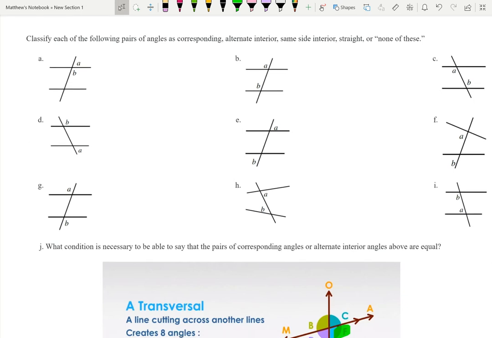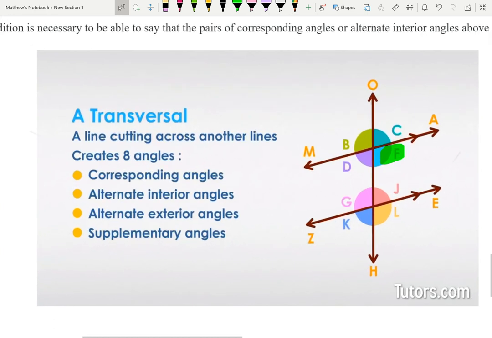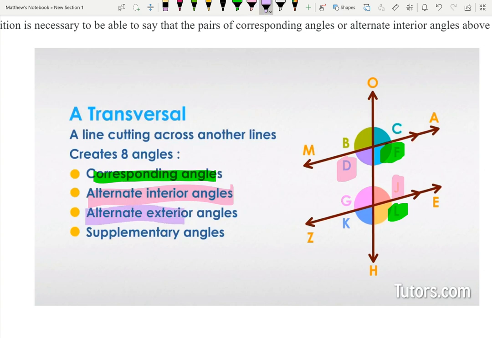All right, so now we're going to be taking a look at the different angle pairs. And so we see here in this diagram some examples of corresponding angles, which would be angles like angle F and angle L. We see alternate interior angles, which would be angles on the inside of the parallel lines that are across from each other, like D and J. We see alternate exterior angles, which are going to be angles across from each other on the outside of the parallel lines, like K and C.